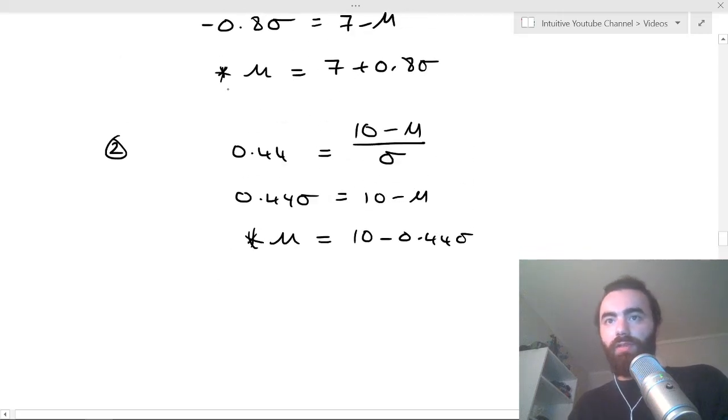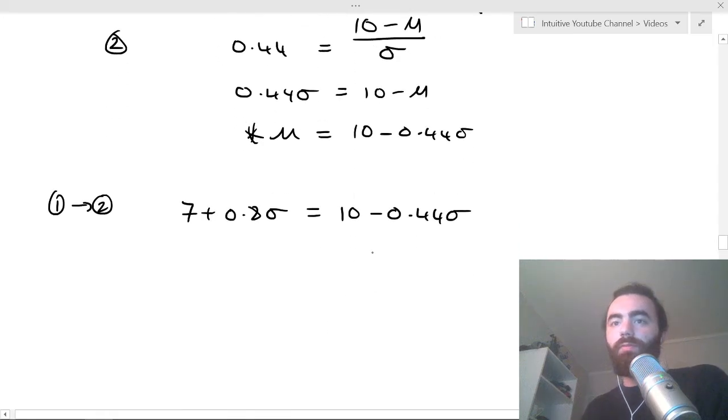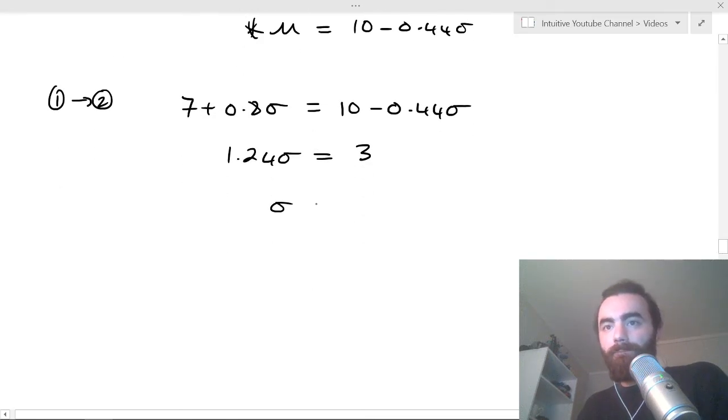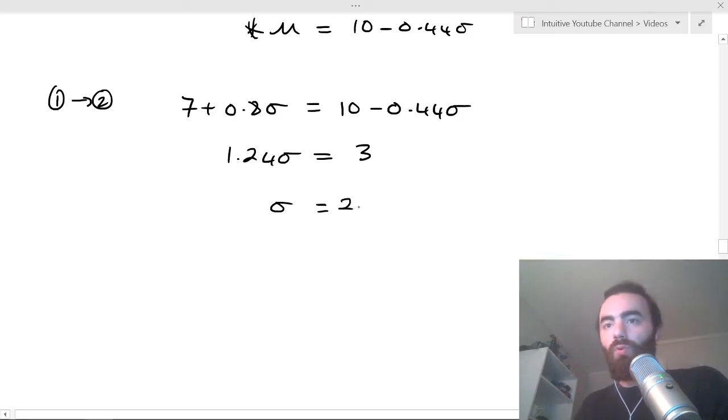So now you can see that if we substitute equation 1 into equation 2, we'll find the standard deviation. So let's substitute this into here. We get that 7 plus 0.8 standard deviations equals 10 minus 0.44 standard deviations. Let's simplify this. This gives us 1.24 standard deviations equals 3. So the standard deviation equals 3 divided by 1.24, which is 2.42. So there's our standard deviation for this situation.